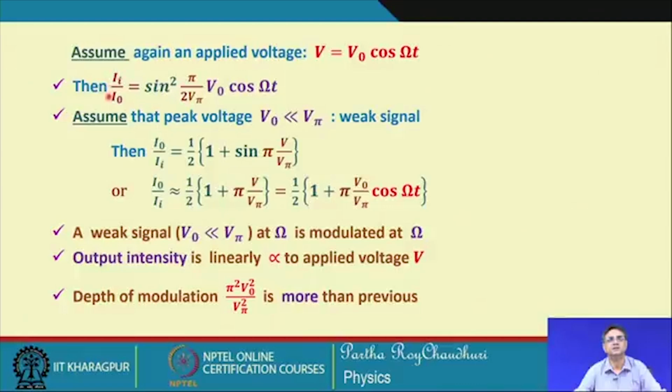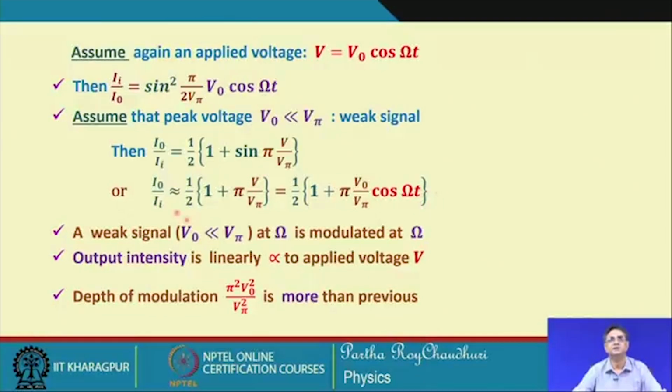Once again, this was wrong, this should be I 0 by I, output by input, which is the transmission factor. Here also this is correct, I 0 by I. So, half times 1 plus sine of pi V by V pi, then I 0 by I you can write by doing this, because this quantity is anyway very small. So sine of theta can be well approximated by theta.